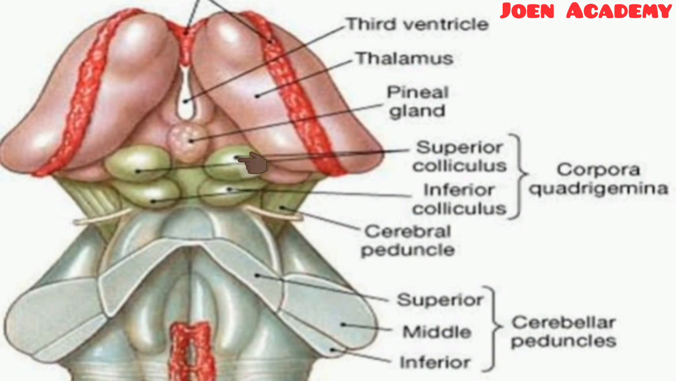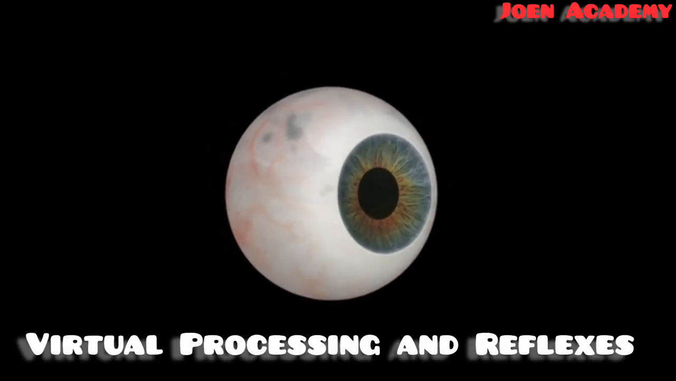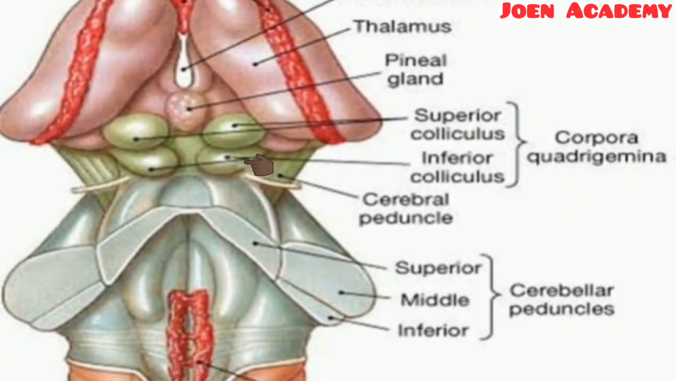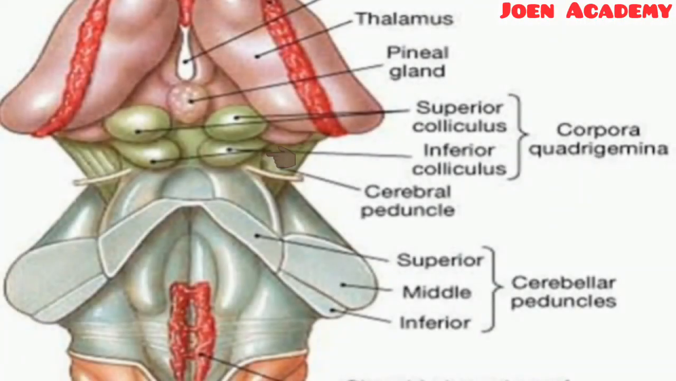As for the superior colliculi, there are two small round bumps which can be seen on the dorsal surface of the midbrain. The superior colliculi are involved in visual processing and reflexes. How about the inferior colliculi? The inferior colliculi are involved in auditory processing and reflexes. There are also two smaller bumps, but this time located below the superior colliculi.